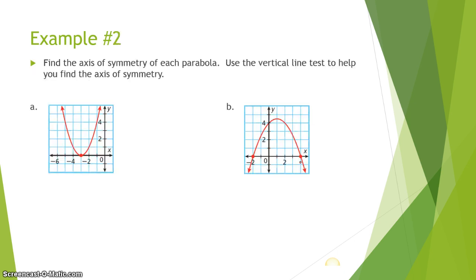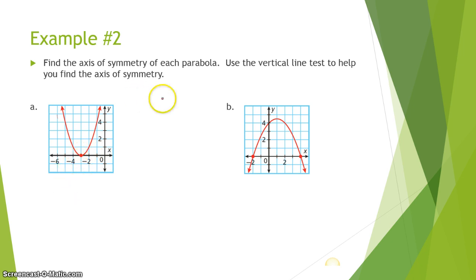For example 2 here, we're going to find the axis of symmetry of each parabola. We're going to use the vertical line test to help find the axis of symmetry. So notice A here, we have our parabola. Our minimum value falls at the point here, -3, 0.